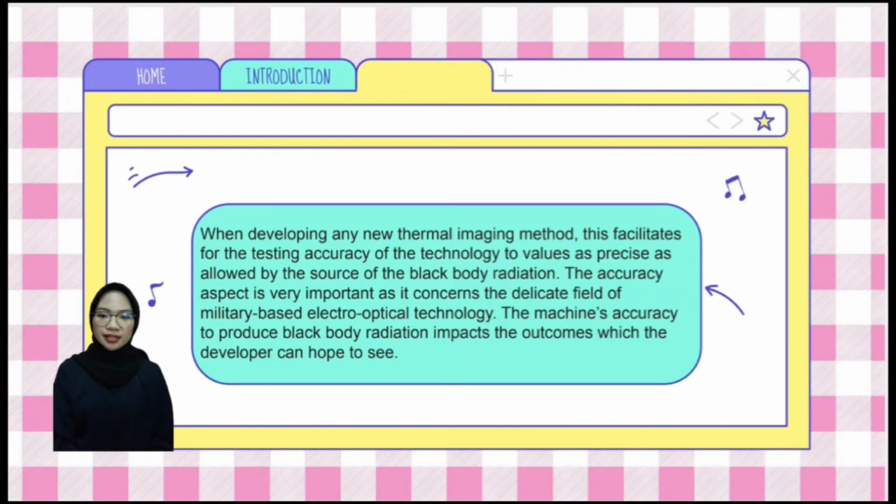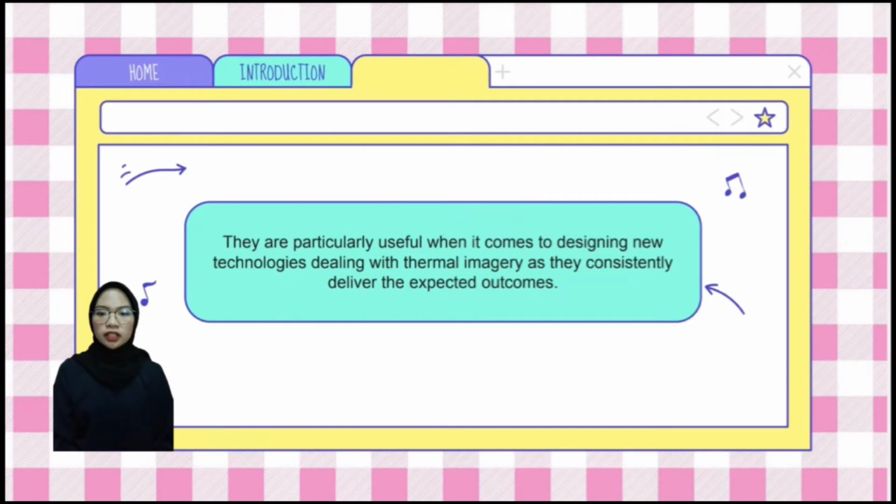The accuracy assists in eliminating false positives while making sure that the technology can determine valid outcomes. They are particularly useful when it comes to designing new technologies dealing with thermal imagery, as they consistently deliver expected outcomes. The radiation generated is well behaved and within the parameters set by the developer.